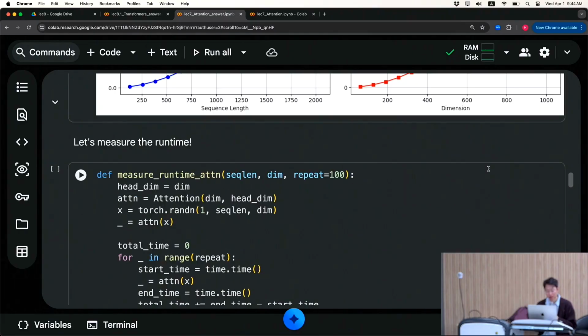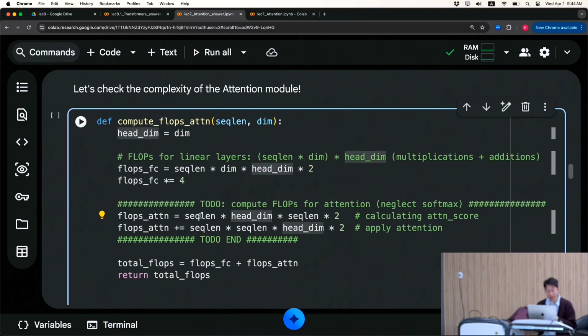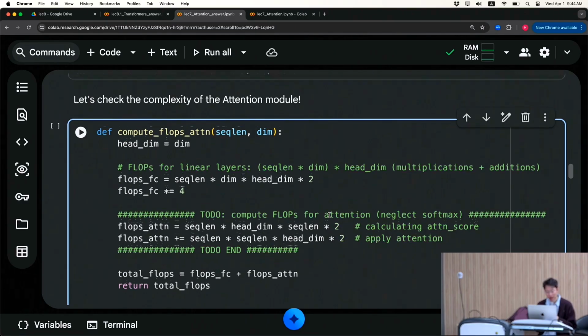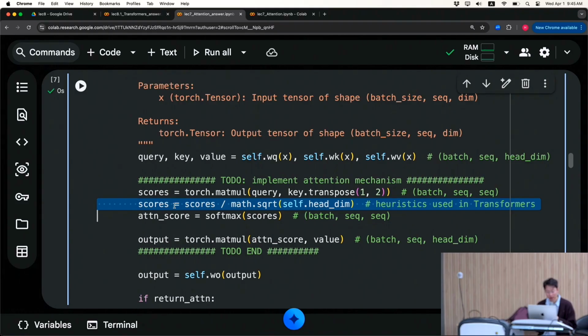Each element in the matrix requires taking an inner product between two vectors of size head dimension. So the output is sequence by sequence, right? Each element in the matrix is an inner product between two vectors of size head dimension, times 2 for adds and multiplies. And what follows after? This we can ignore, this we can ignore.